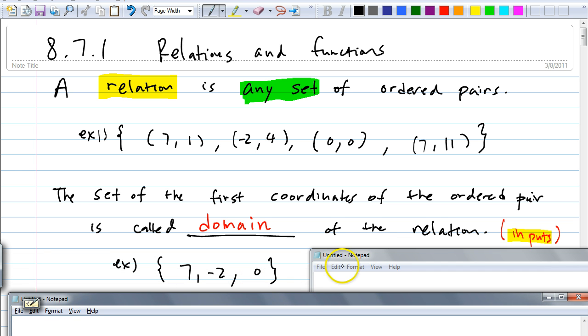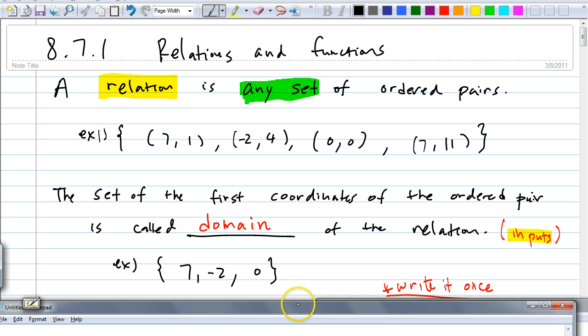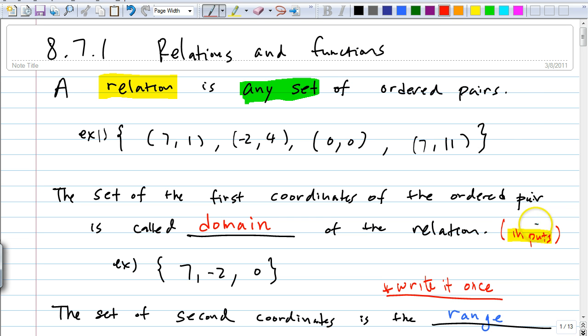Here, 7, -2, and 0. And then I even wrote this down. You only write it once. Even though I have two 7s, when you write them in set notation, you write it once. So it's the set of the first coordinates of the ordered pairs, the x coordinates. So basically the x's.